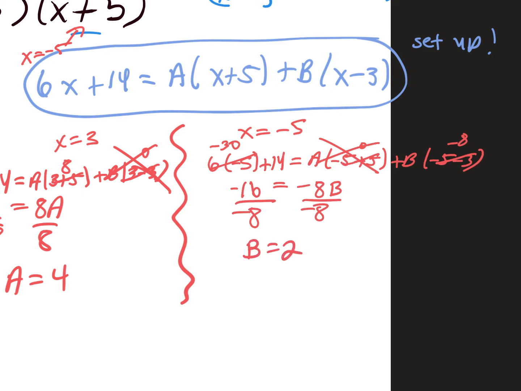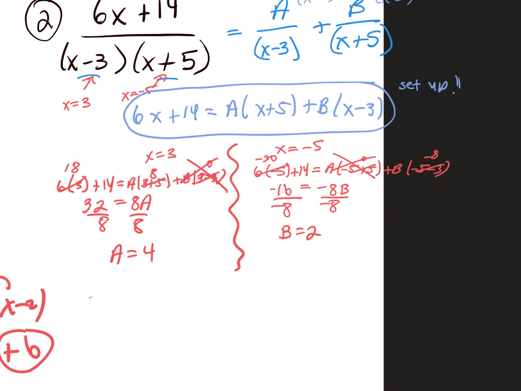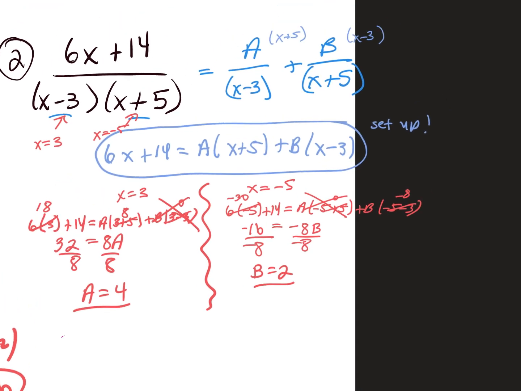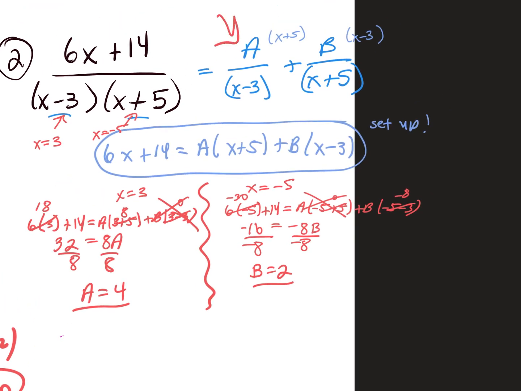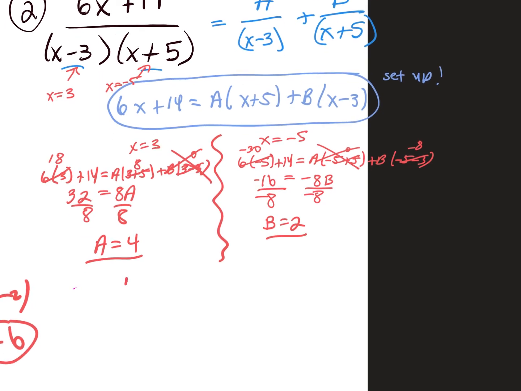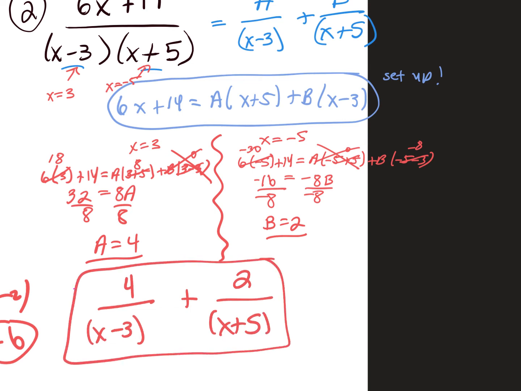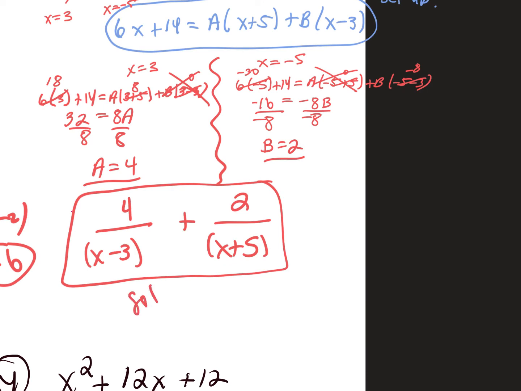Now we're not done here. We're almost done. But we now have to take our a and b value and plug it into our setup up here. So instead of a, I have 4 over x minus 3 plus b is 2 over x plus 5. So there's the solving part of our partial fraction decomposition.